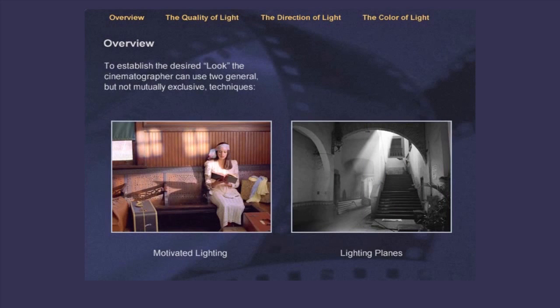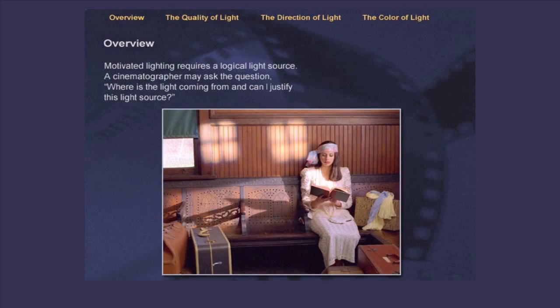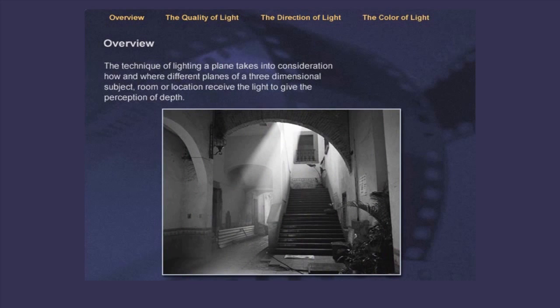To establish the desired look, the cinematographer can use two general but not mutually exclusive techniques: motivated lighting and lighting planes. Motivated lighting requires a logical light source. A cinematographer may ask the question, where's the light coming from, and can I justify this light source? A key to natural lighting is understanding and mimicking how light reflects off of surfaces and how it bounces around a location. The technique of lighting a plane takes into consideration how and where different planes of a three-dimensional subject, room, or location receive the light to give the perception of depth.